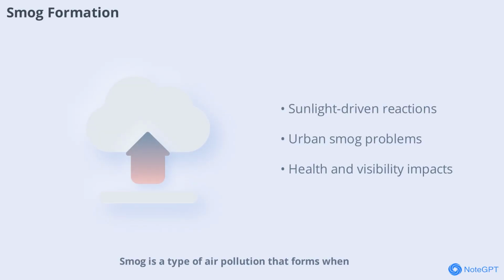Smog is a type of air pollution that forms when sunlight reacts with pollutants like nitrogen oxides and volatile organic compounds. This reaction produces ground-level ozone and other harmful substances. Smog is most common in cities with heavy traffic and industrial activity, especially during sunny weather. It can cause breathing difficulties, aggravate asthma, and reduce visibility. Reducing smog requires controlling emissions from vehicles and factories. Let's look at how acid rain forms from air pollution.